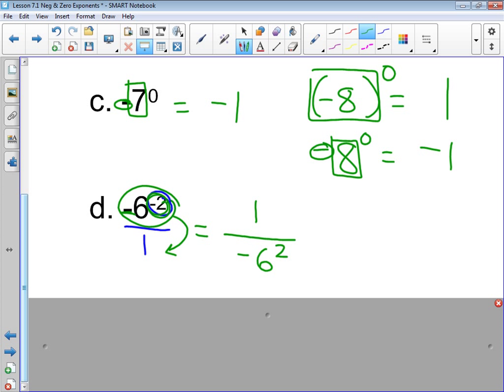And what's being raised to the power of 2 is 6. 6 to the second power is 36. Still have the 1 on the top. Still have the negative. The answer is 1 over negative 36.